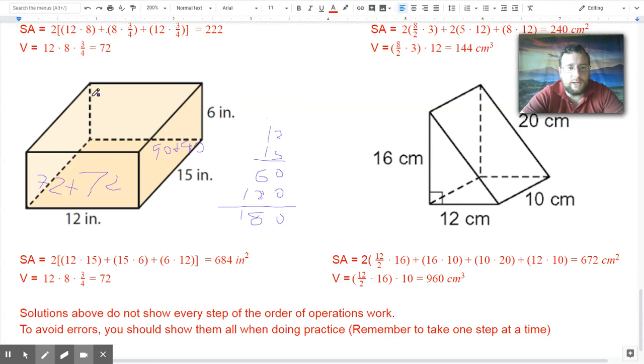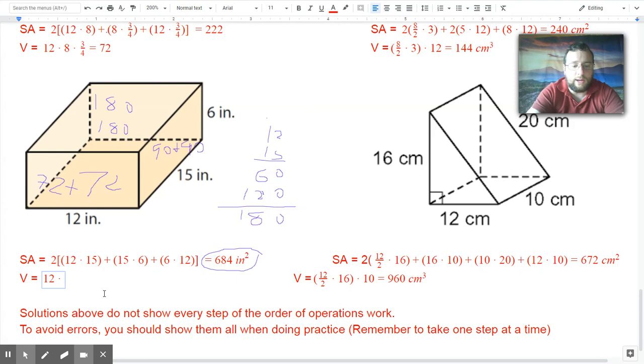But there's 2 sets of 180s because there's one on the top and one on the bottom. And then you just add all those up. 2 180s, 2 90s, and 2 72s to get your final answer, 684. Or do it with the expression and follow order of operations carefully. For the volume, you just multiply all of those dimensions, and that is actually incorrect over here. I don't know why, so let's fix it right now.